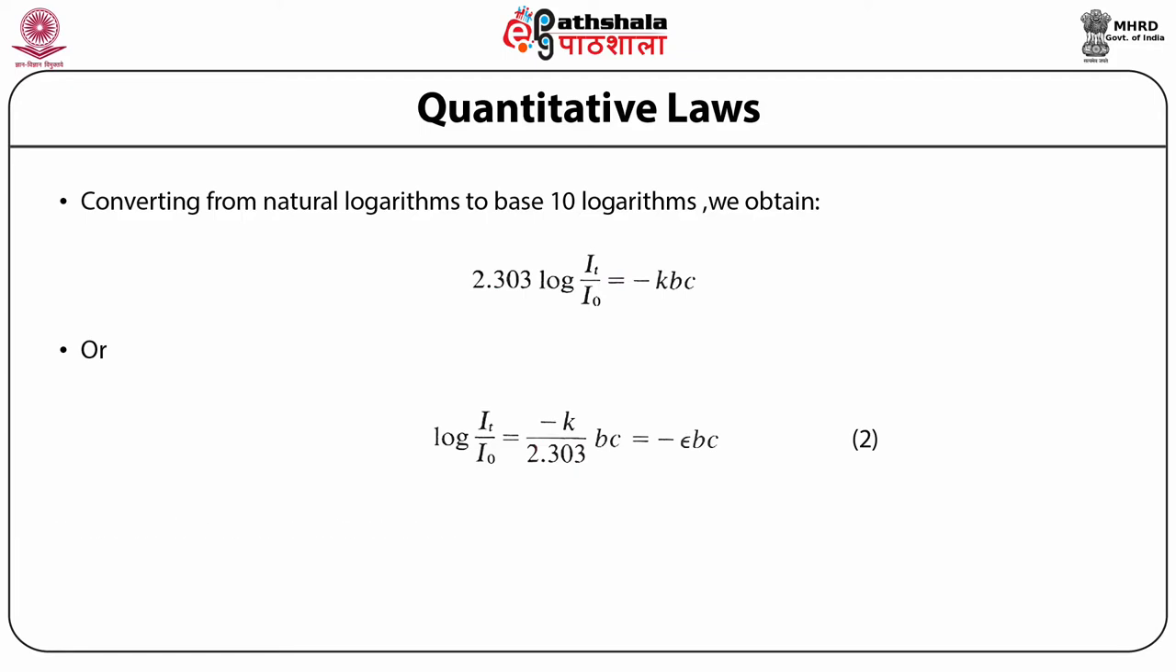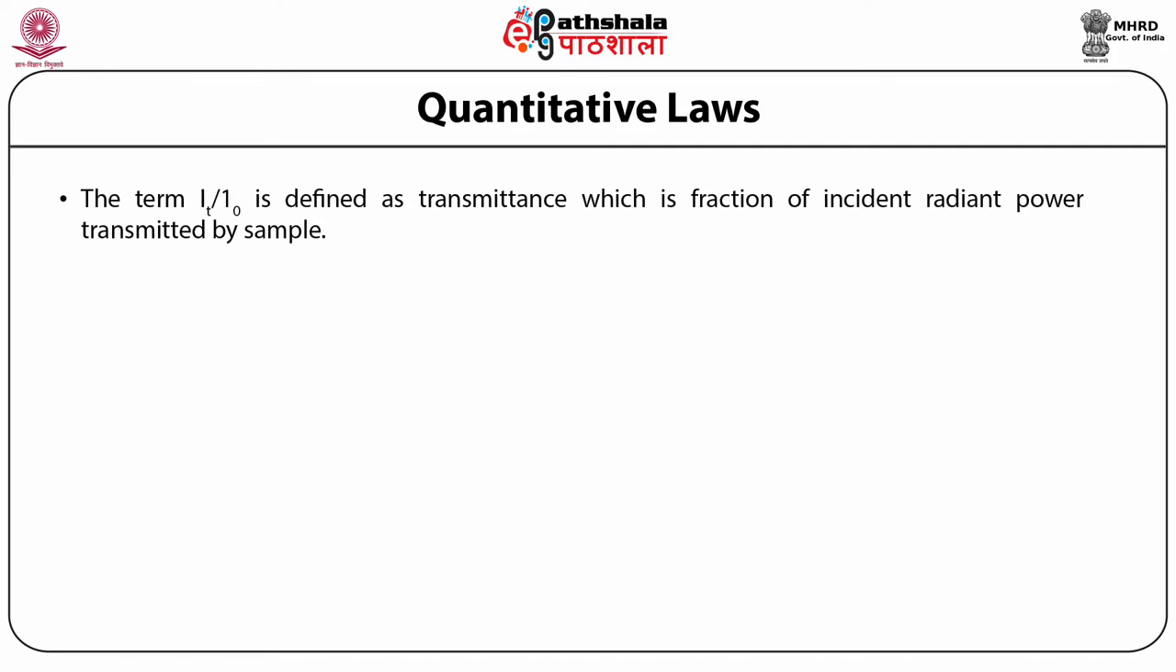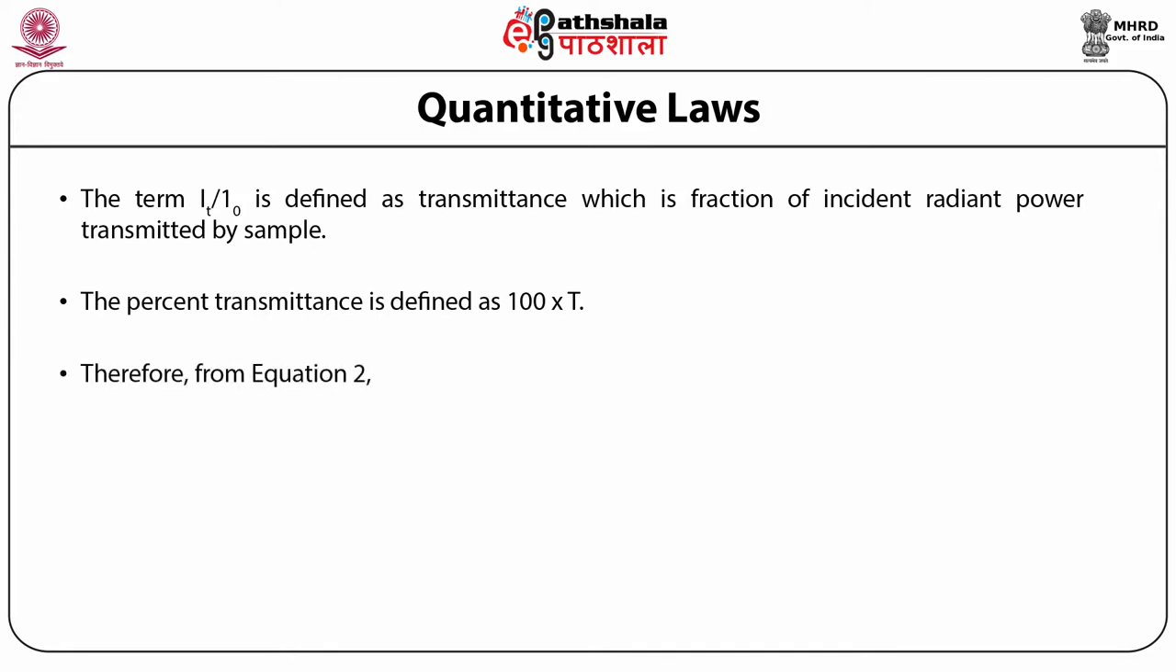And this is equation 2, where epsilon is defined as the molar absorptivity, also called the molar extinction coefficient, a very important parameter reflecting the absorptive power of the analyte. If the concentration is given in grams per liter, ε is replaced by a, the specific absorptivity. The term IT/I0 is defined as the transmittance and represented as T, which is the fraction of the incident radiant power transmitted by the sample. The percent transmittance is defined as 100 × T. Therefore, from equation 2, log T = −εBC.